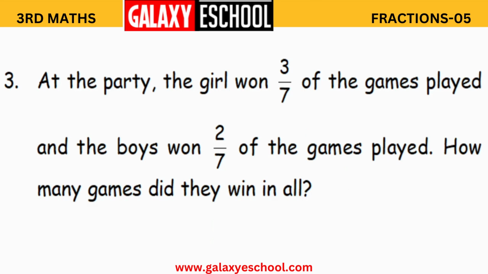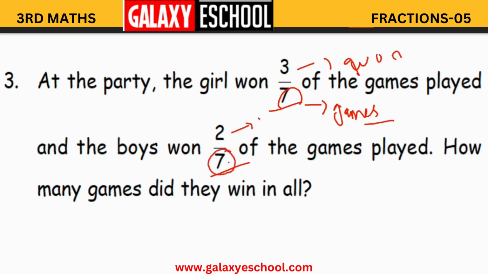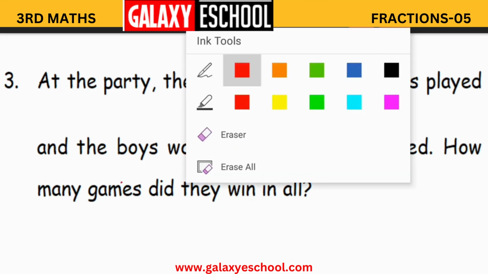Again, a question similar to question 2, children. Yes, girls won 3 by 7 of the games played and boys won 2 by 7. What does this mean? That means that there were 7 games conducted in total, out of which girls won 3 games. And again, out of the same 7 games, boys won 2 games. Yes, they won those games. That means they came first. Girls came first in 3 games and boys came first in 2 games.